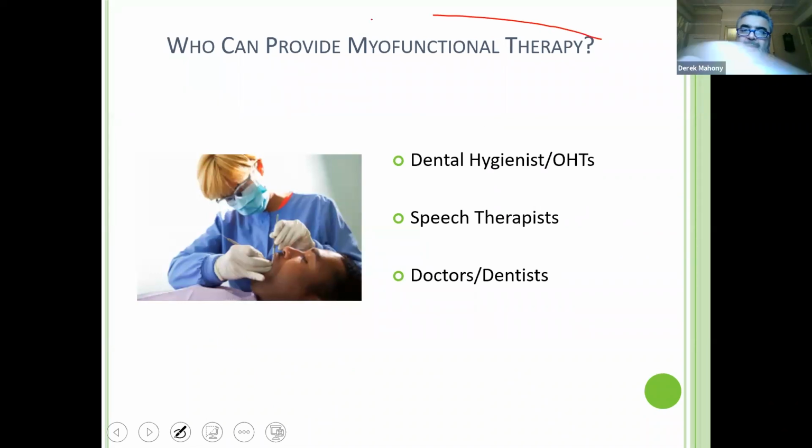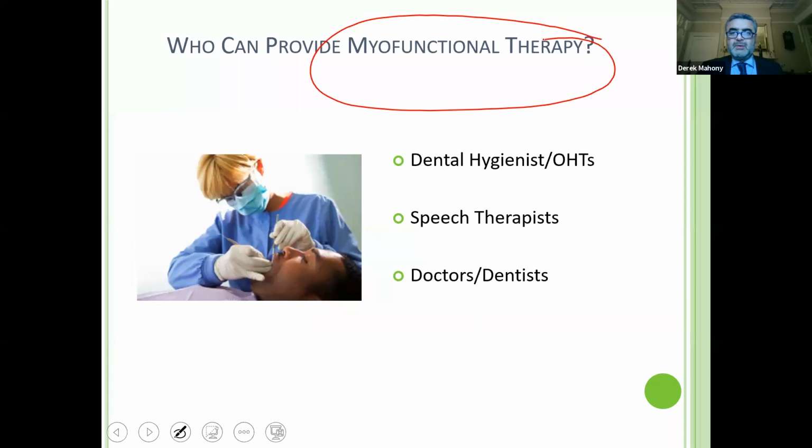Now, the term myofunctional therapy, it's not a specialization, okay? So anyone can give a kid exercises. A parent can be a myofunctional therapist. But really, in the clinical scenario, it's normally dental hygienists or oral health therapists. It's definitely you people, the speech pathologists, or I think you call yourself speech and language pathologist, something like that. And of course, doctors and dentists. And in my case, specialist doctors, specialist dentists.